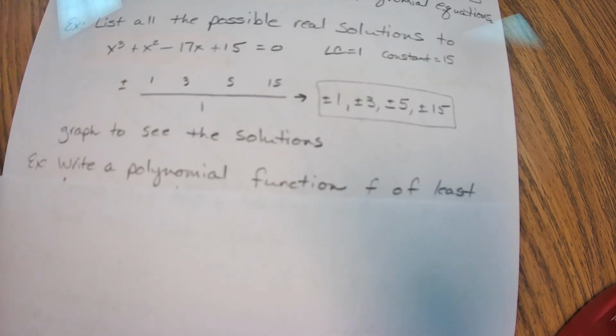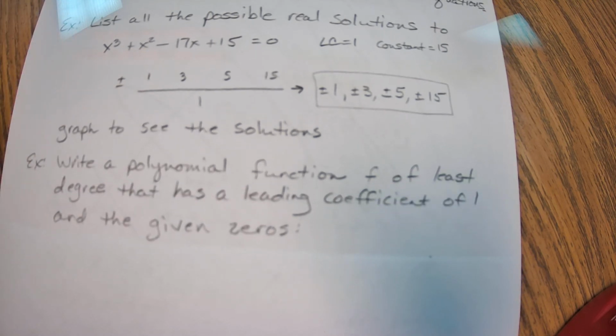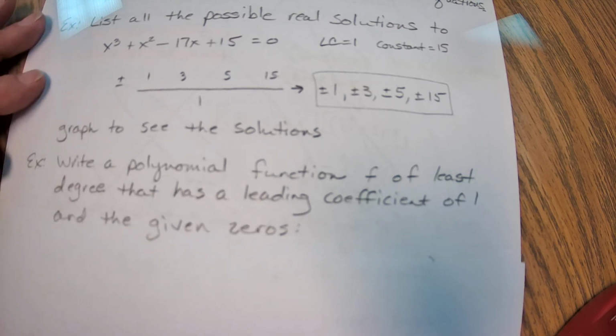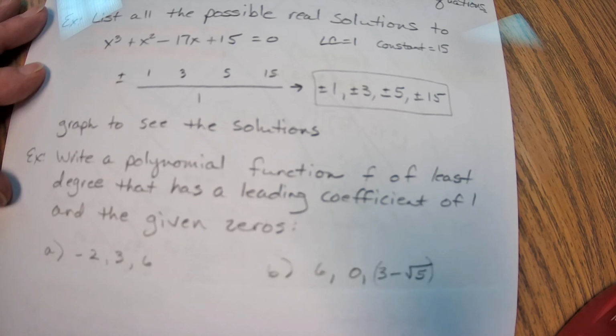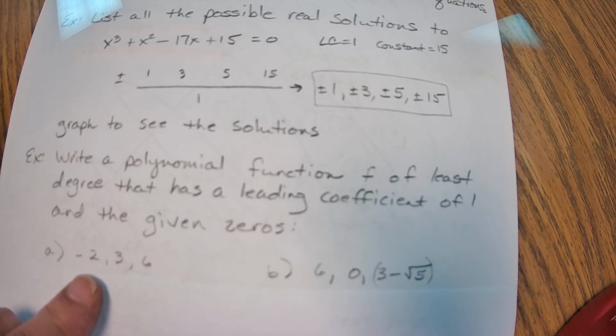Okay, so the next part of this section is problems like this. Write a polynomial function f of least degree that has the leading coefficient of 1 and the given zeros. Okay, so we're going to do A and B. We're going to start off with A. So if these are my given zeros, first of all, there's 3 zeros. That means the function with least degree, it's going to be cubic, right? The degree of this function would be a 3.